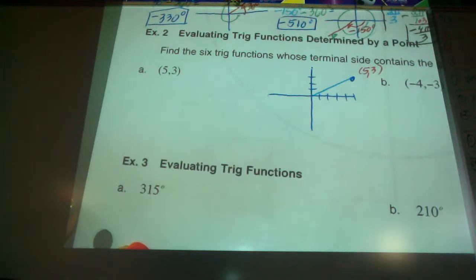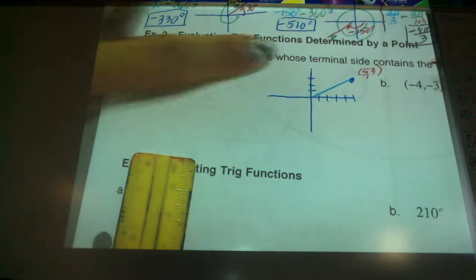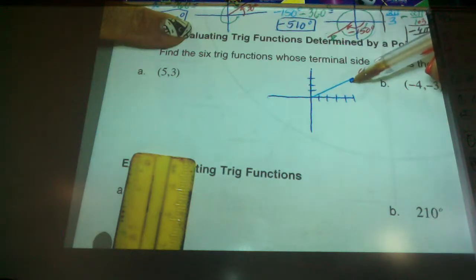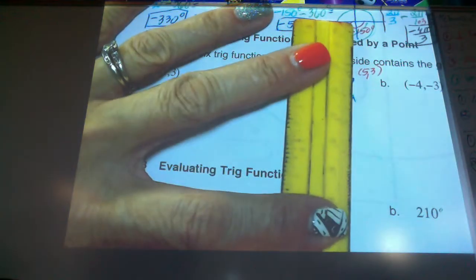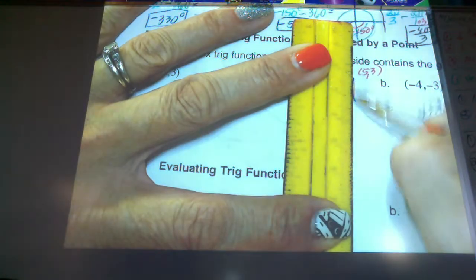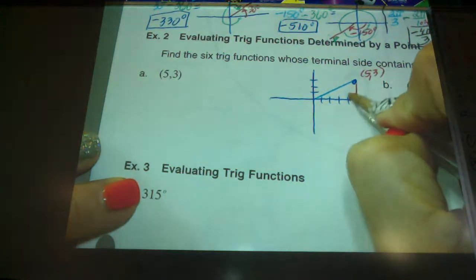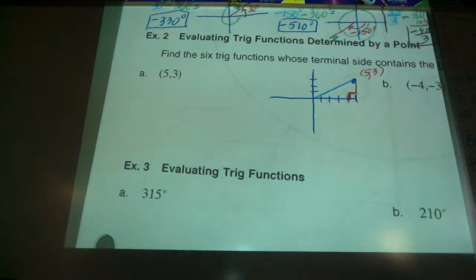Immediately, 100% of the time when you're trying to find the 6 trig functions, I have to have an angle to find those in a triangle, no less, a right triangle. So I need to create a right triangle with this as my hypotenuse. 100% of the time, the right triangle will go towards the x-axis. Never go to the y-axis.